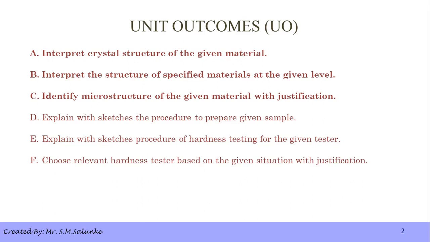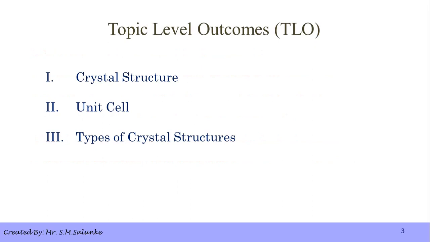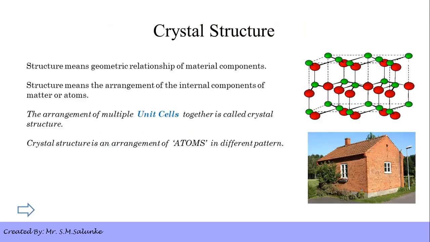Now let's move on to topic level outcomes. Topic level outcomes, or TLO, are just like our unit outcomes, but these are focused mainly on the current lecture. In this lecture, we will cover the topic outcomes as follows. First is crystal structure, second is unit cell, and third one is types of crystal structures. Let's start with the first topic, that is crystal structure.